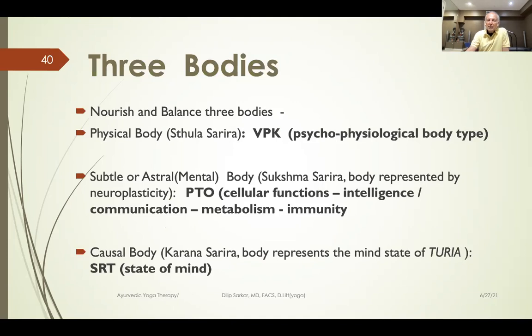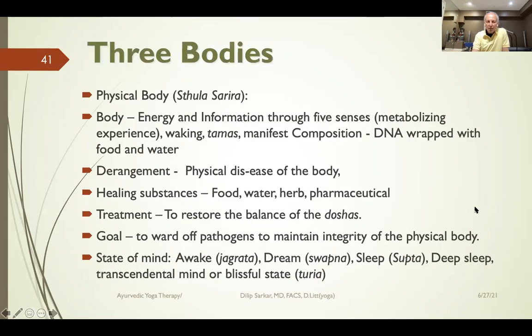So the three bodies, the physical body, subtle body, and causal body, are also connected to your Ayurvedic philosophy. The physical body is called your Vata, Pitta, and Kapha, psychophysical body type. The mental body is connected through your prana, teja, and ojas. These are cellular communication, cellular intelligence, and cellular immunity. And the causal body has the state of your mind. It's called sattva, rajas, and tamas: purity of the mind, activity of the mind, and inertia of your mind.